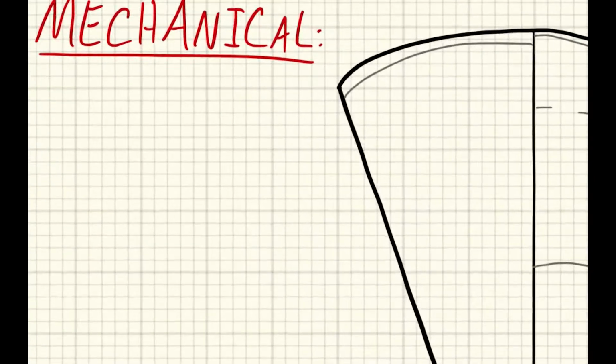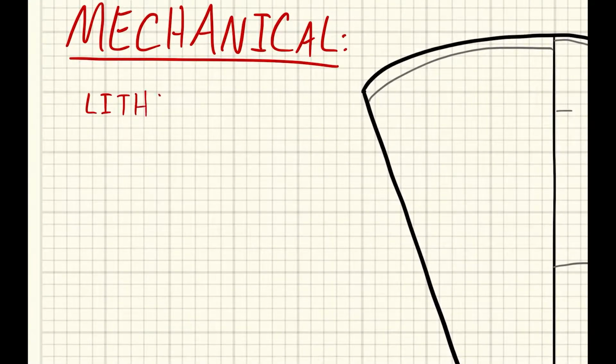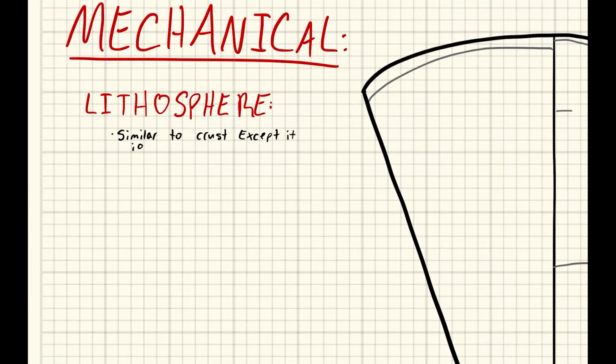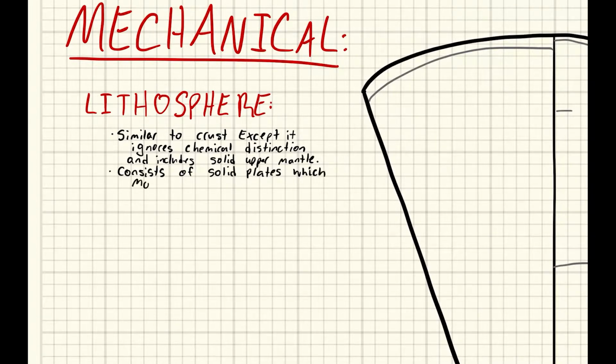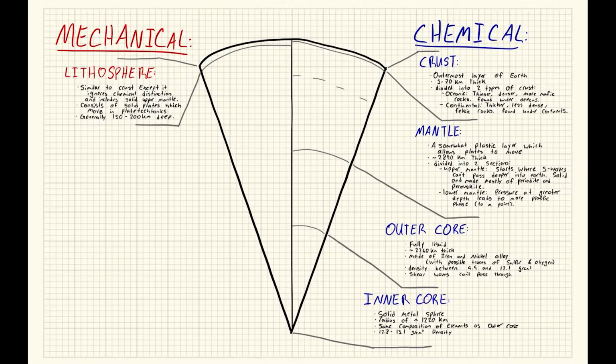Moving on to the mechanical classification of layers, the first layer is the lithosphere. The lithosphere includes the crust and the uppermost part of the mantle. This layer is considered a solid and is very brittle. The lithosphere consists of the plates, which move in plate tectonics, and is generally 150 to 200 kilometers. Some parts of this layer can be as thin as 10 kilometers, however, due to the unusual hotspots which result in extremely thin lithosphere.